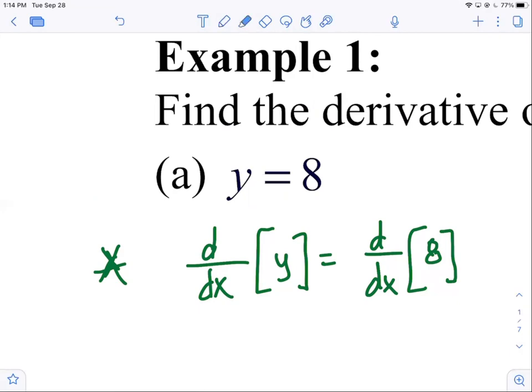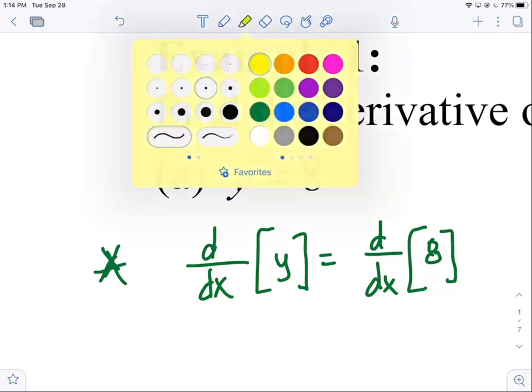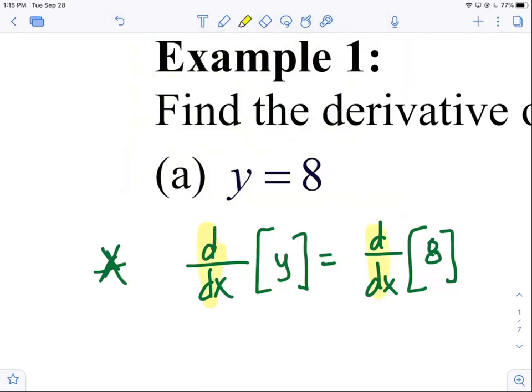Now, when we take the derivative of both sides, it is an operation, so it has to go in front on both sides. You can't just come up here and put d dx in front, and then over here put d dx. It's not commutative, if you will, right? 8 d dx doesn't make any sense. It's the derivative with respect to x of what follows.